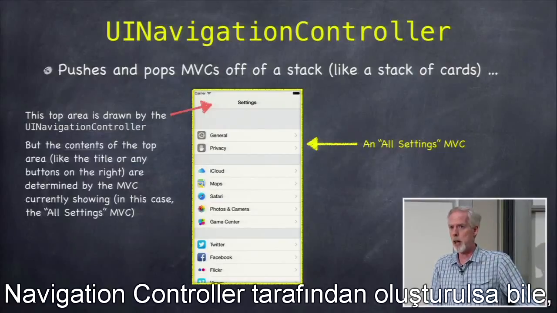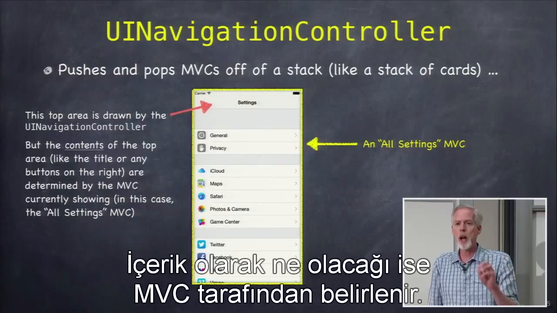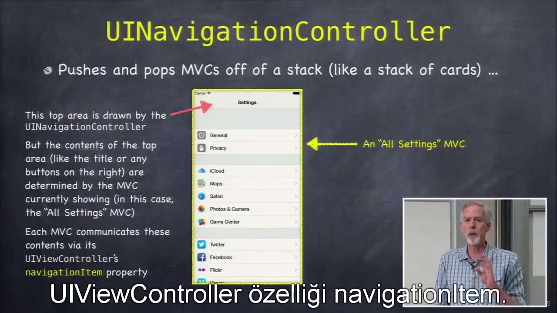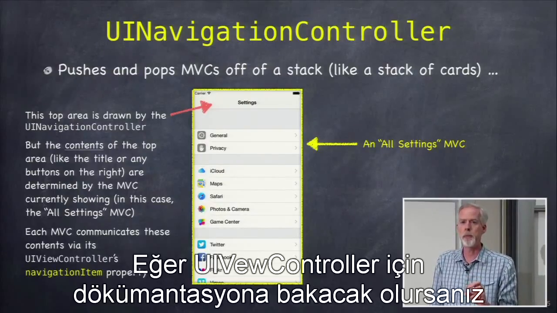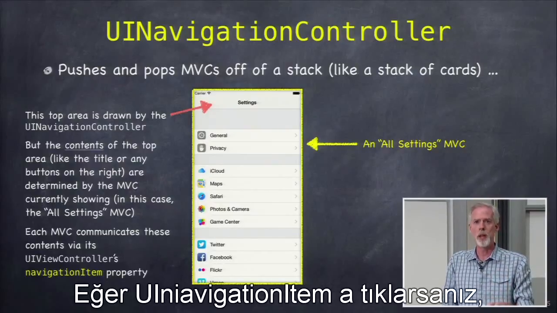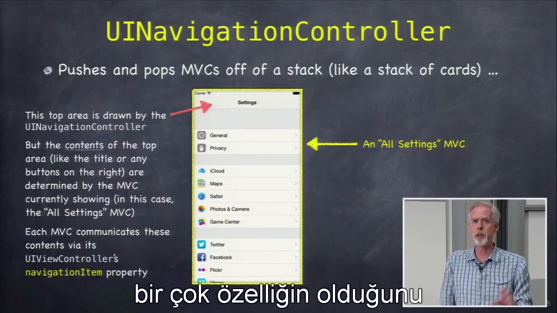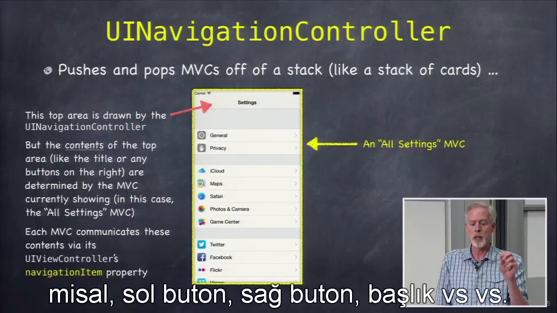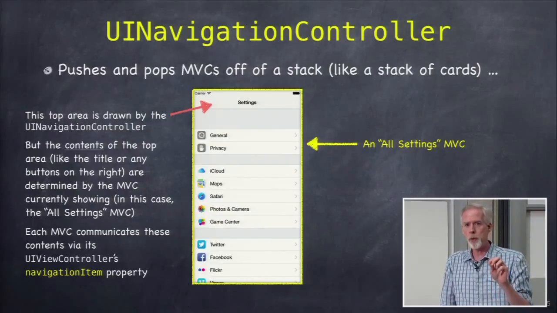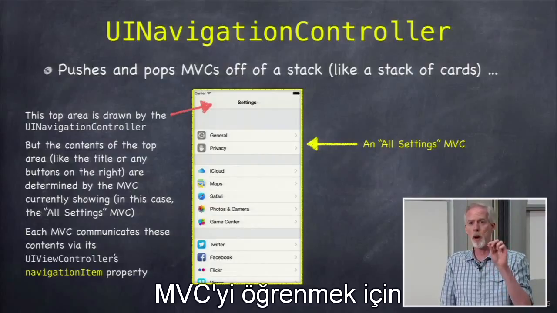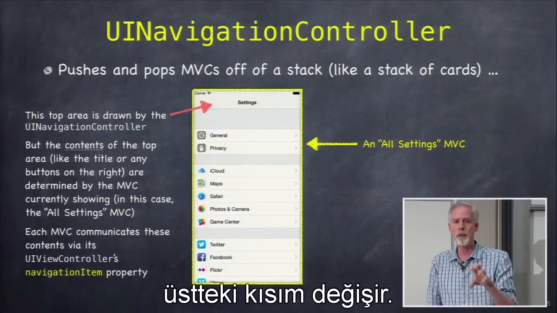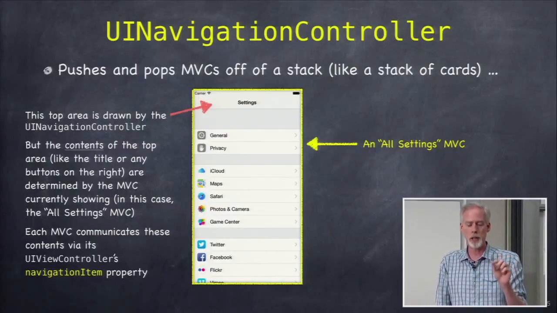Now, even though the contents at the top are drawn by the navigation controller, what the contents are is determined by the MVC that's showing. Okay? And that's done with this UIViewController property called navigationItem. If you go look in the documentation for UIViewController, you'll see this property navigationItem. If you click through to the type UINavigationItem, you'll see that it's got a lot of properties in there like left button, right button, title, things like that. So the way the navigation controller figures out what to put in the top bar is it asks whatever MVC is on top of the stack. So as you go to different MVCs being on this stack of cards, that thing at the top will change.